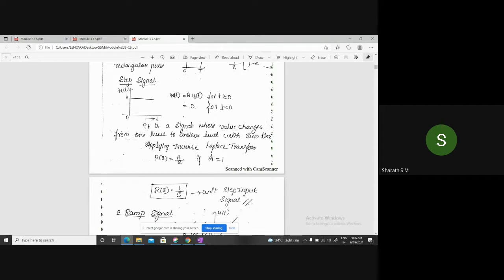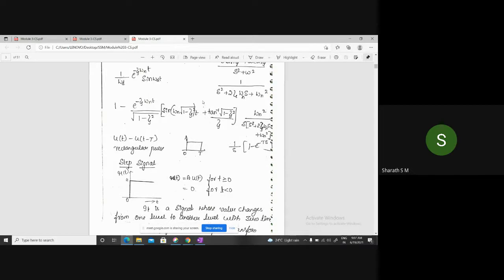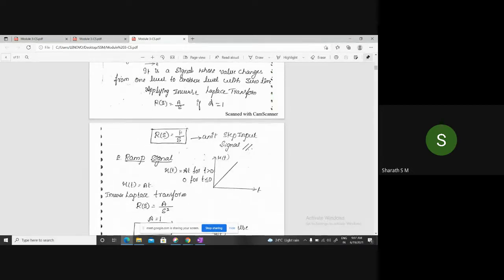So r of t is equal to u of t for t greater than or equal to 0, and 0 for t less than 0. Once we apply the Laplace transform for this, u of t is equal to 1 over s. So r of s is equal to 1 over s if a is equal to 1.